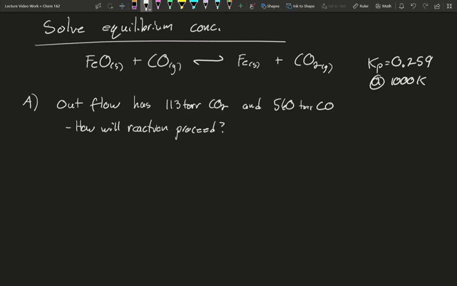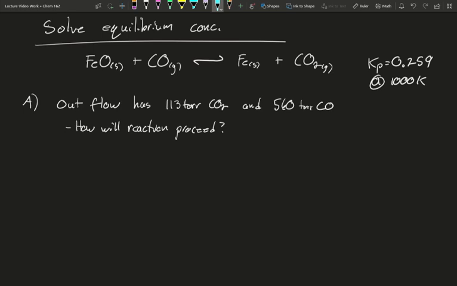Well, this is running through, and they're testing the outflow gas as the gas moves through the reaction chamber. And the outflow shows that there's 113 torr of CO2 and 560 torr of CO. What we want to know is, how will this reaction proceed? Towards products or towards reactants? Have we successfully finished reaching equilibrium, or are we not yet there?